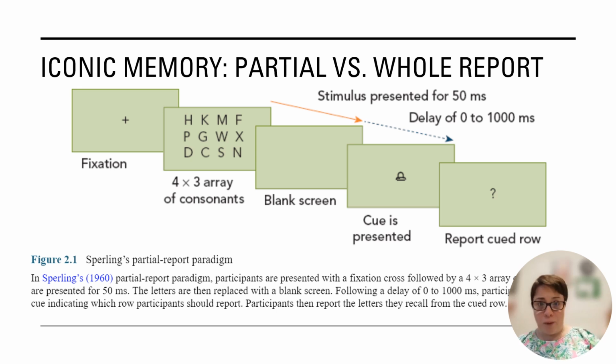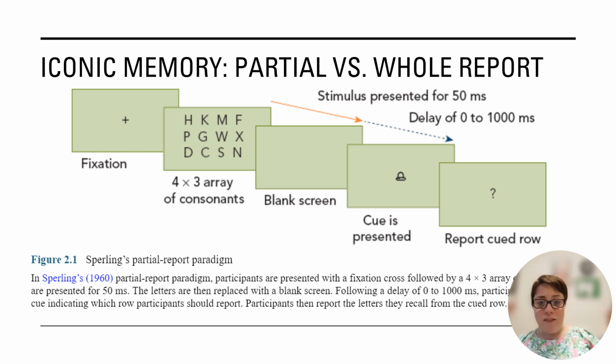Sperling found that participants were only able to report, on average, about 4.6 out of the 12 letters in the whole report paradigm. Sperling supposed there were 2 explanations for this effect: participants only saw 4.6 letters because the presentation was so brief, or participants could only report 4.6 letters before their visual sensory memory faded.